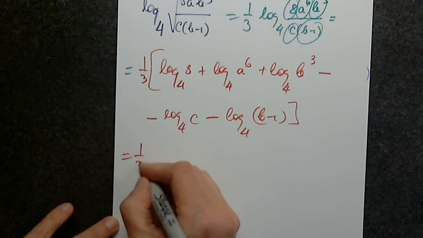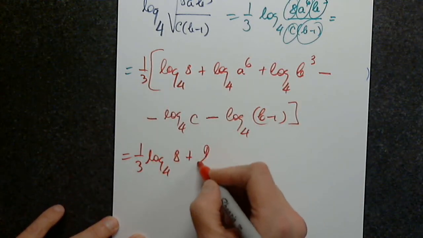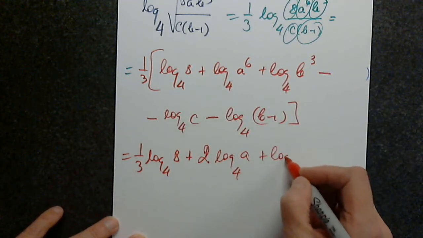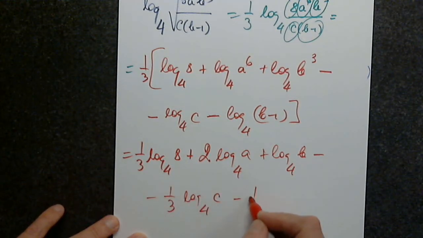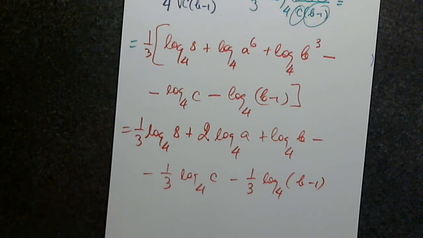So this will be 1/3 log base 4 of 8 plus 6 divided by 3, which is 2, log base 4 of a plus 3 over 3, which is 1, log base 4 of b minus 1/3 log base 4 of c minus 1/3 log base 4 of b minus 1. And this is it. We can't do anything else here. And that was number 5. Is number 5 okay?